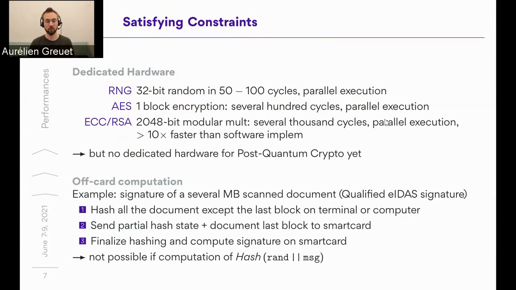On the computer, the document is hashed until the last block. And then the corresponding state of the hash function, that is a kind of partial hash, and the last block of the document are sent to the card. And on the card, the hash computation is finalized and the signature is computed. So for large documents, this is much faster than sending the entire document to the card because of the slow communication rate and the low processing power of the smart card. But unfortunately, this cannot be done if the signature algorithm computes the hash of something like a random followed by the message instead of the message directly.